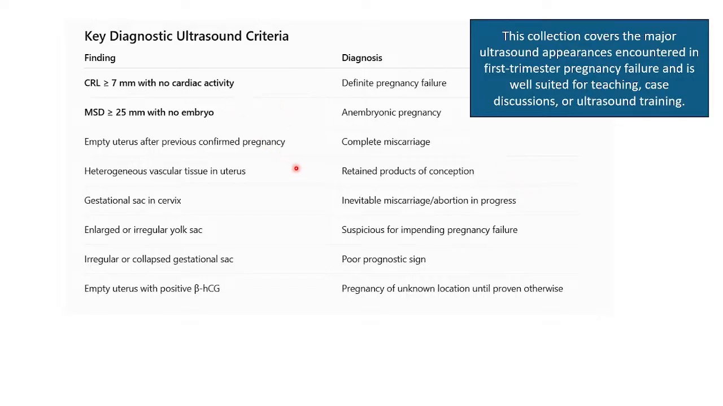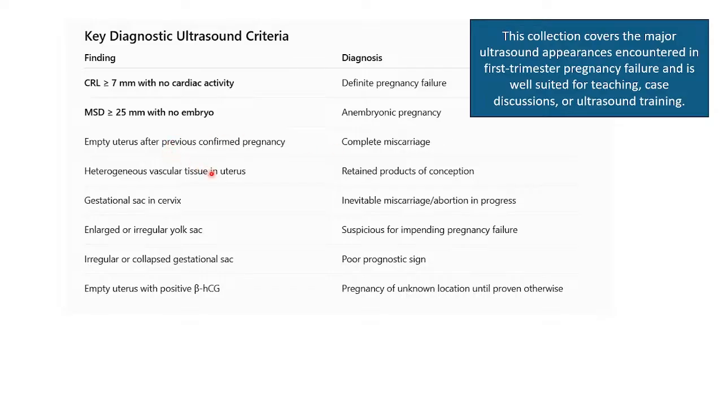So the key diagnostic ultrasound criteria: finding a crown-rump length above or equal to 7 millimeters with no cardiac activity is a definitive pregnancy failure diagnosis. Mean sac diameter above or equivalent to 25 millimeters with no embryo, thus an unembryonic pregnancy.